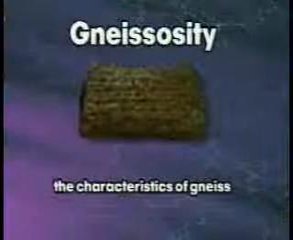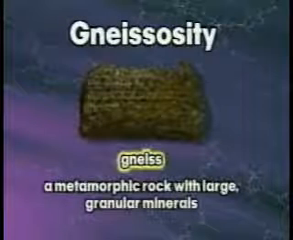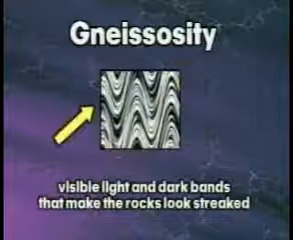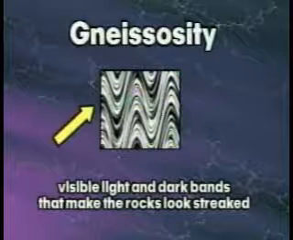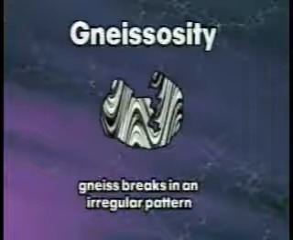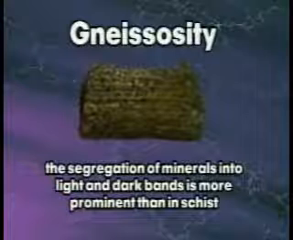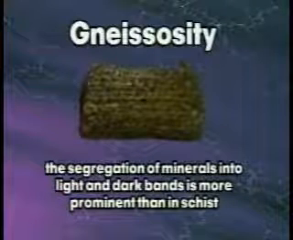Gneiss-osity describes the characteristics of gneiss. Gneiss is metamorphic rock with large, granular minerals and visible light and dark bands that make the rocks look streaked. Gneiss breaks in an irregular pattern, and the segregation of minerals into light and dark bands is more prominent in gneiss than it is in schist.